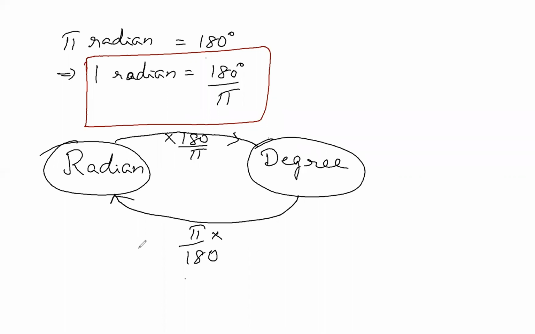Okay, for example, if you get some known angles like 30 degree, how to convert 30 degree to radian? What to do for the conversion? And you will be writing the answer in terms of pi.